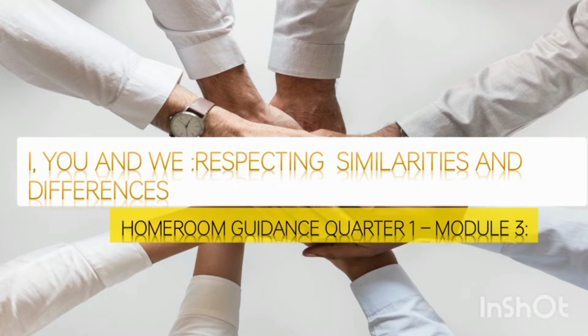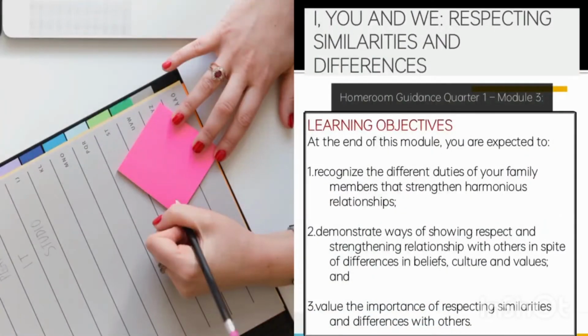Once again, our video is in Homeroom Guidance Quarter 1, Module 3, entitled I, You, and We: Respecting Similarities in Differences. In this module, we have several learning objectives. At the end of this module, you are expected to: 1. Recognize the different duties of your family members that strengthen harmonious relationships. 2. Demonstrate ways of showing respect and strengthening relationship with others in spite of differences in beliefs, culture, and values. And 3. Value the importance of respecting similarities in differences with others.